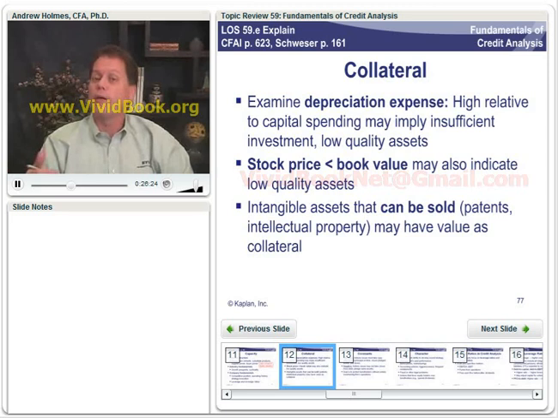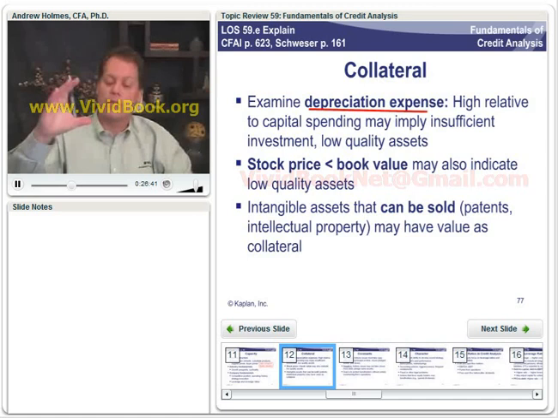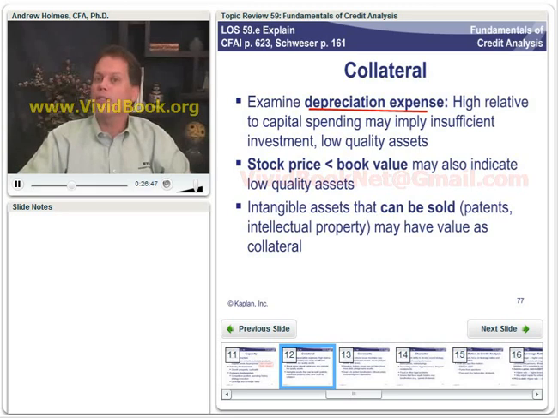So we need to think about, are these underlying assets adequate? Well, a couple of things you can look at would be to examine depreciation expense. So if depreciation expense is high relative to capital spending at this firm, adjusted for industry effects, those types of things. So high relative to capital spending, well, that probably means that this is a firm that's made insufficient investment, right?